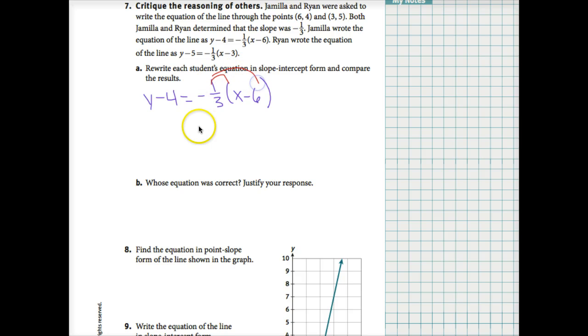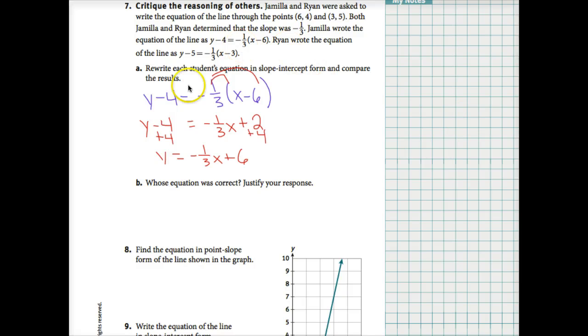So distribute our slope. So that gives us negative 1/3 x. A negative times a negative is a positive. 6 over 3 does come out evenly. That gives me 2. And then I've got the y minus 4 over here. So add 4 to both sides to get y alone, and y equals negative 1/3 x plus 6 is the slope-intercept form of Jamila's equation.